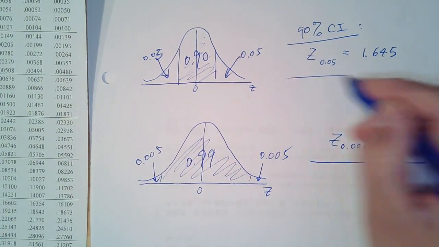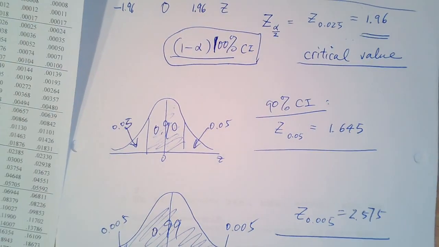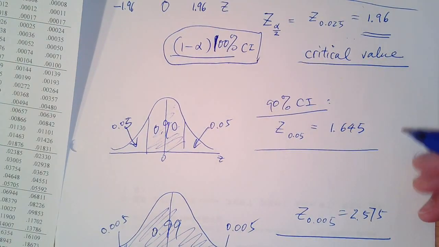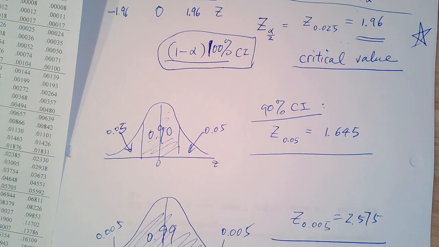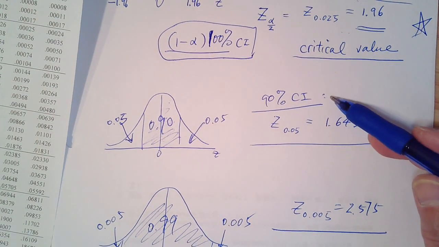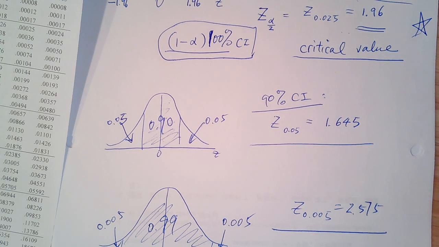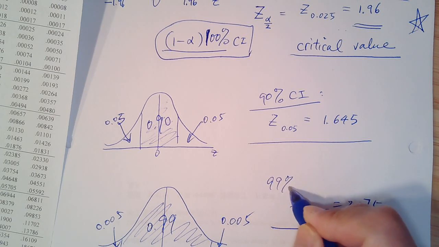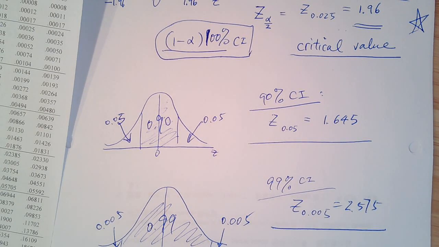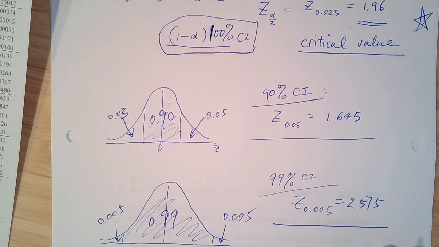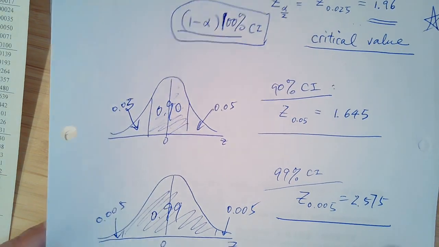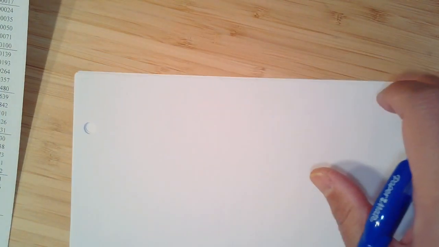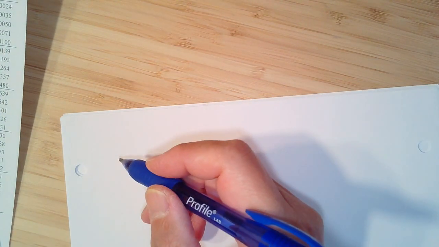Okay, so these are the three very important critical values I hope that you can remember. And the most frequently used is this one. All right, for 95% confidence interval, the critical value is 1.96. For 90% confidence interval is 1.645. And the other one, 99% confidence interval, the critical value is 2.575.